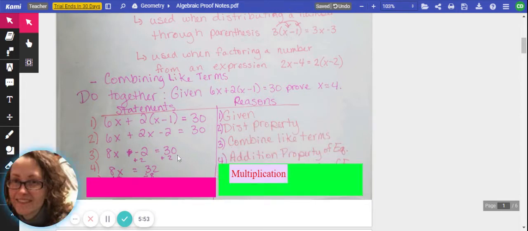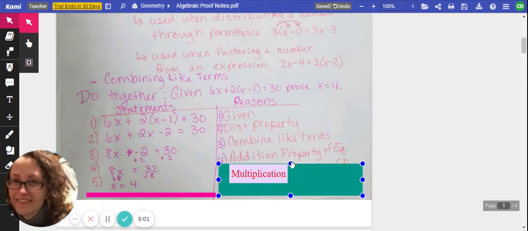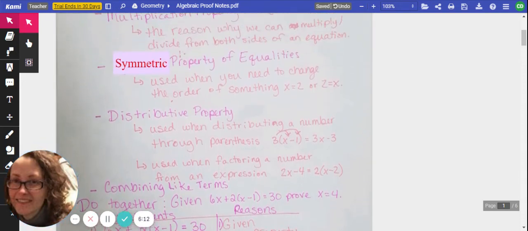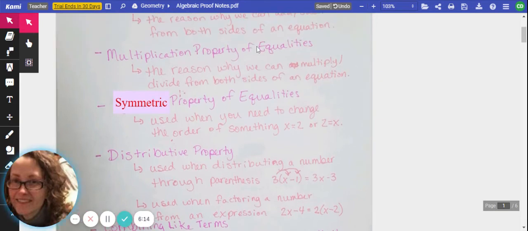And that was the addition property of equalities. Finally, I ended up dividing 8 on both sides, and that is the multiplication property of equalities, because, like I said up here, we use the multiplication property of equalities as the reason why we can multiply or divide from both sides.